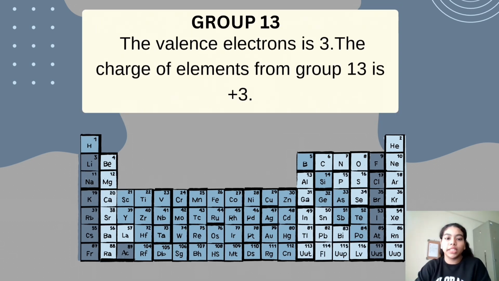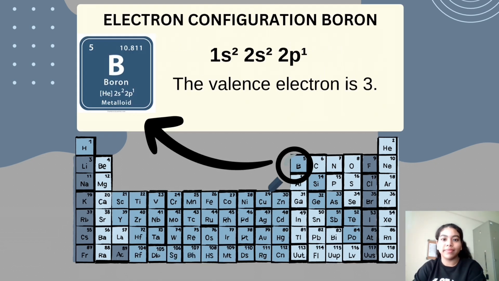For group 13, the valence electron is 3. The charge of elements from group 13 is +3. Boron from group 13 has 1s2, 2s2, 2p1 as its electron configuration. Therefore, the valence electron is 3.